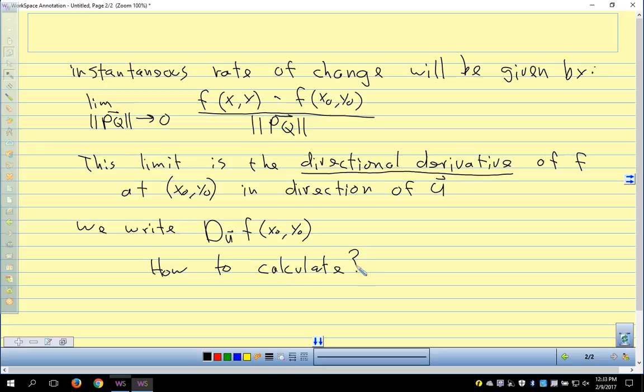So just like in Calc 1, we didn't want to have to use our limit definition of the derivative to calculate the derivative every time. We wanted a more convenient way. Same thing with our multivariable derivatives. We don't want to have to use that limit every time. We want an easier way to calculate this. All right, so let's go through that procedure. How do we calculate this directional derivative?